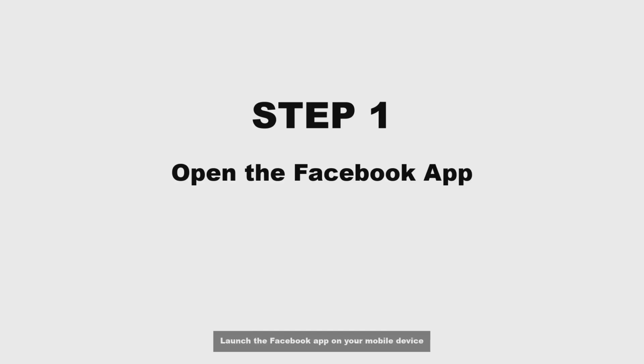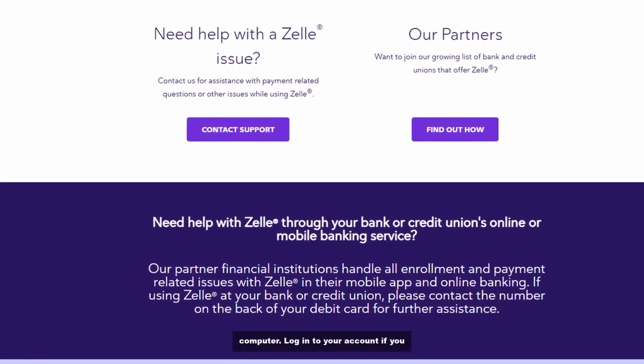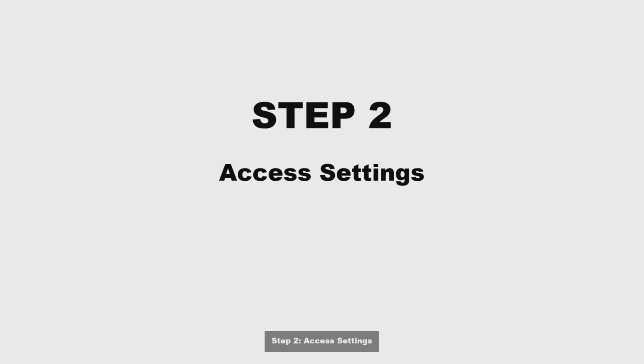Launch the Facebook app on your mobile device or go to the Facebook website on your computer. Log into your account if you haven't already. Step 2. Access settings. Navigate to the settings menu.